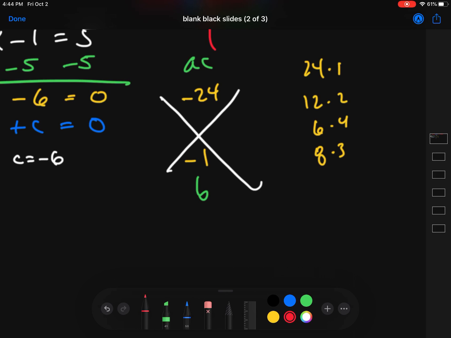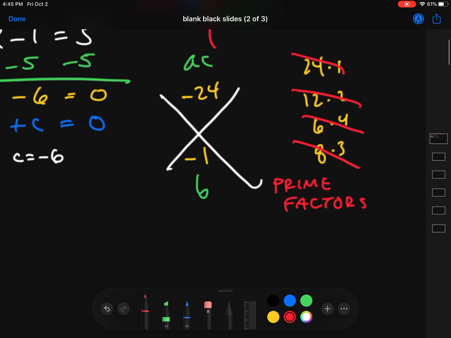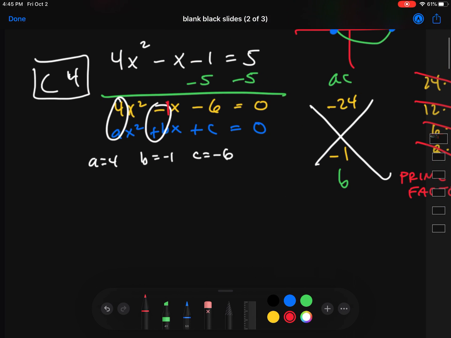Okay. Can I put any combination there and then change them to positive or negative? Will that work? Well, they cannot add to 1, not add to 1, not add to 1, not add to 1. So it's prime. Prime factorization basically means you cannot factor it.